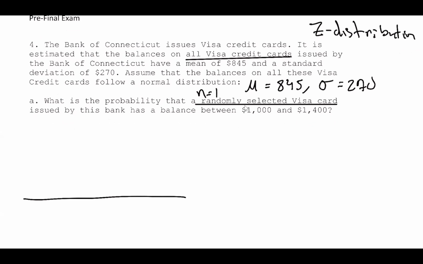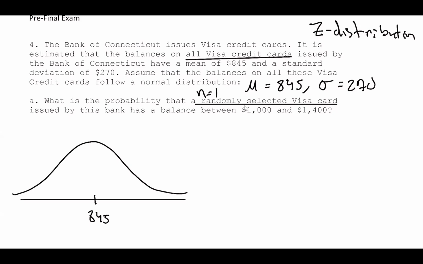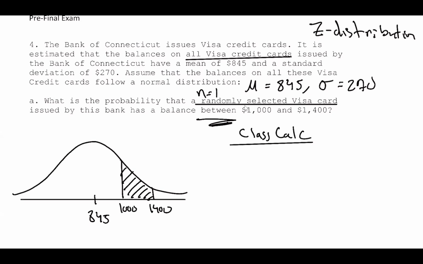We'll draw this out. We'll say here's 845, here's 1,000, and here's 1,400. Since it says between, you shade in between. Everybody good so far for this one? All right, cool. Everybody's good. So we're going to do this in Class Calc. In Class Calc, because we have the z distribution, you want to use normal distribution.